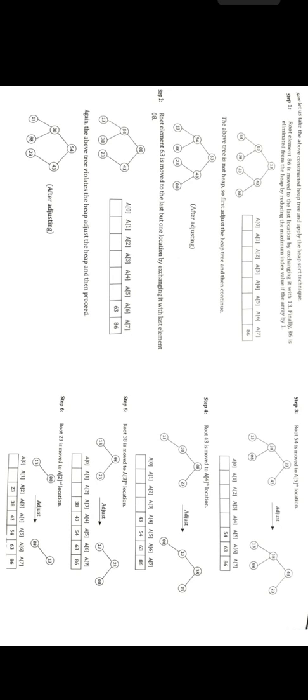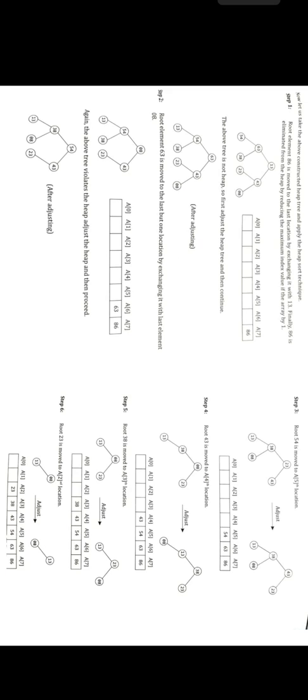As you can see in an example, root element 86 is moved to the last location by exchanging it with 13. Finally, 86 is eliminated from the heap by reducing the maximum index value of the array by 1. The above heap tree is not a heap. At first, adjust the heap tree and then continue. The root element 63 is moved to the last location by exchanging it with the last element 08. Again, the above tree violates the heap. Adjust the heap and then proceed.